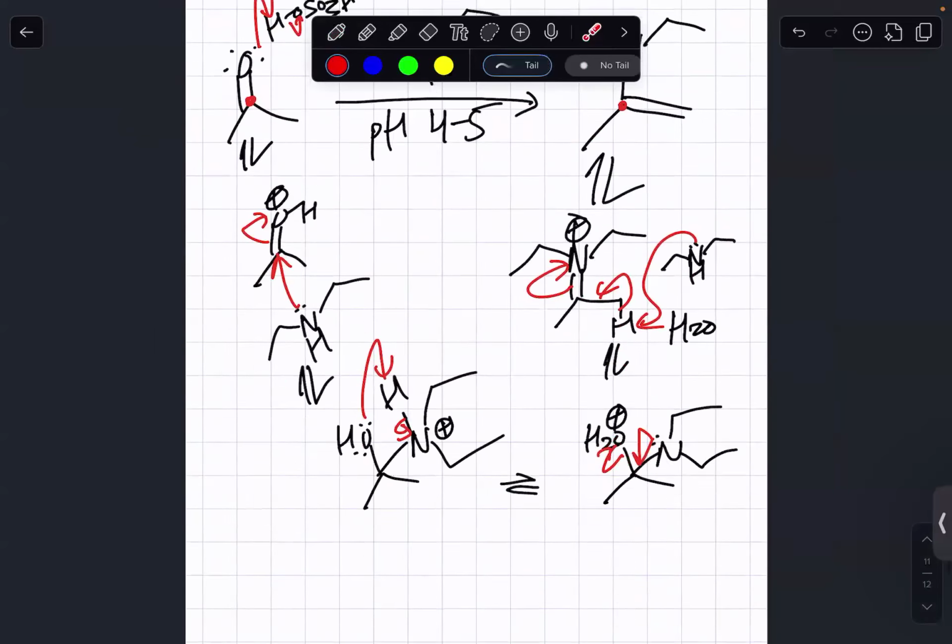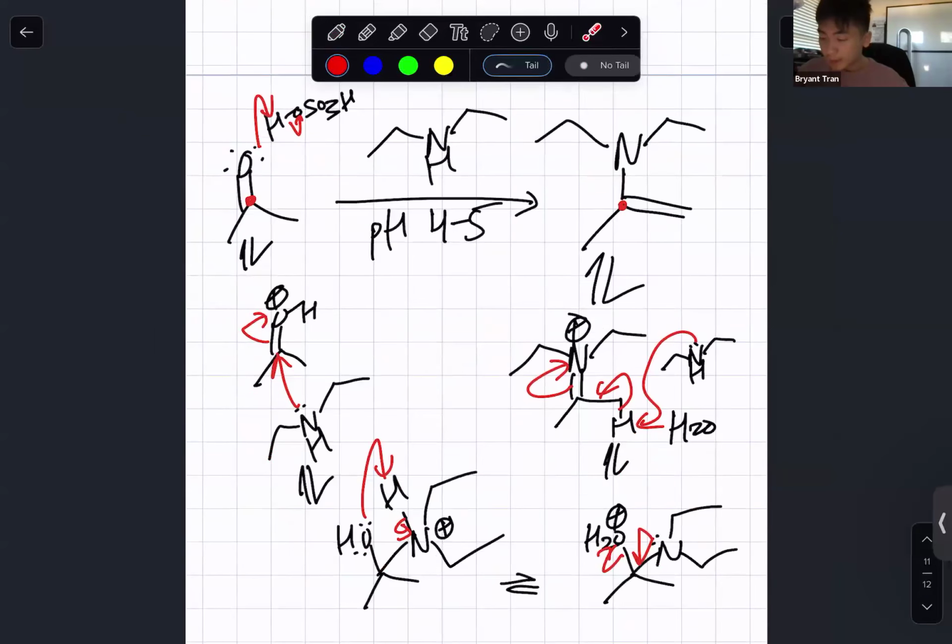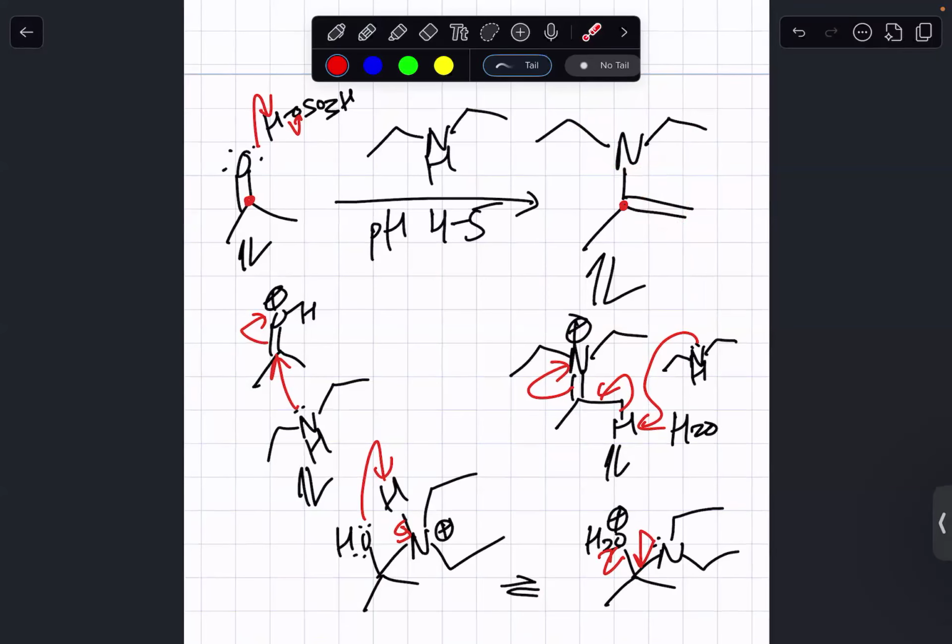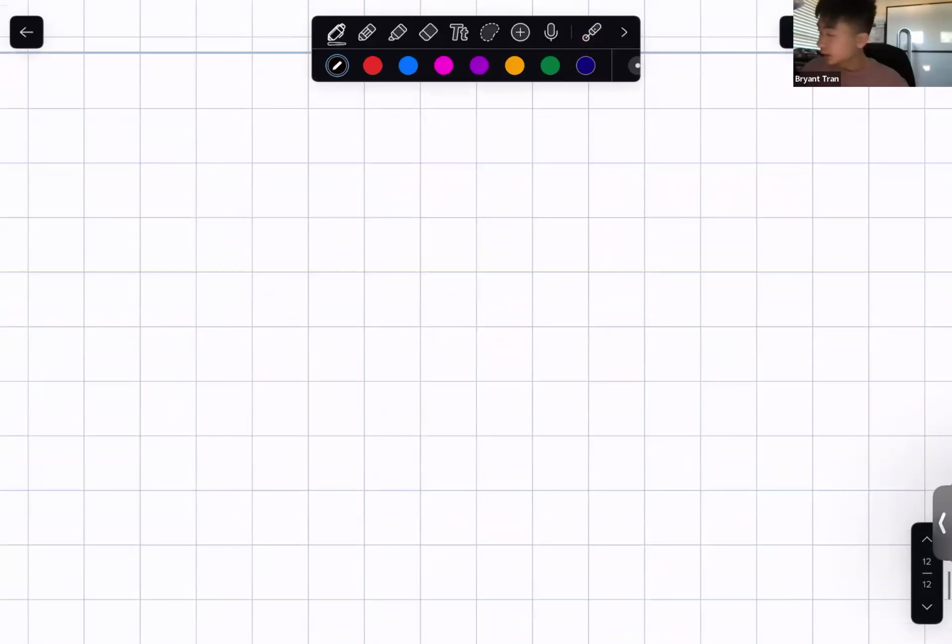That's good. So that's why at the end it's a little bit weird, because at the end we don't neutralize this positively charged nitrogen by deprotonating it. We neutralize it by doing an elimination reaction to create this alkene and neutral amine here. Okay. Nice. Now let's talk about hydrolysis of enamine.